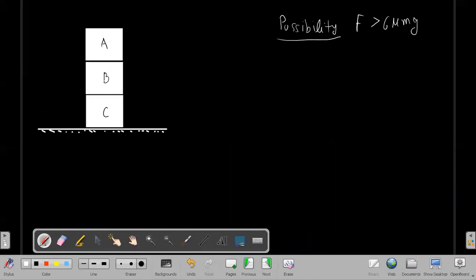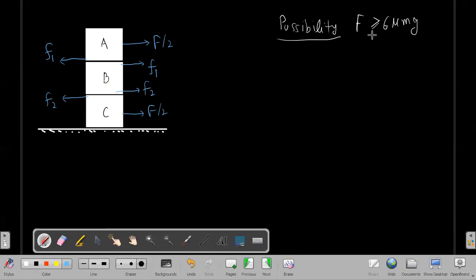Remember what is going to happen now. When the force is more than 6 mu mg, the free body diagrams will still remain the same, F by 2 and F by 2. Frictional force F1 on block A to the left side and the reaction of F1 on block B to the right side. Frictional force F2 on block C will be on the left side and the frictional force F2 on block B on the right side.